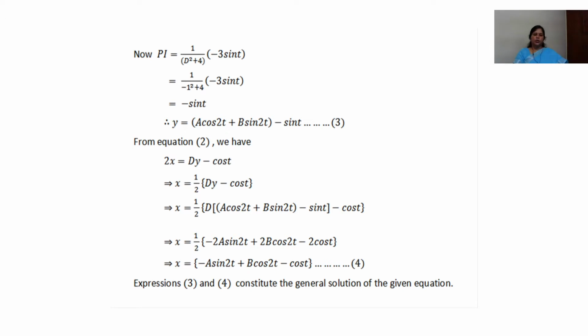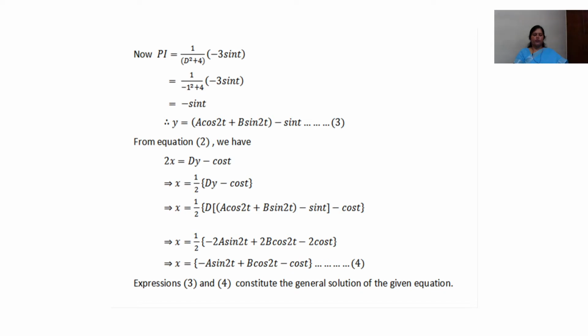Now from equation 2 we have 2x is equal to Dy minus cos t. Here we know the y value, so we are going to substitute that. Before substituting y, we bring the left side to the right side, so we get x is equal to 1 by 2 into Dy minus cos t.